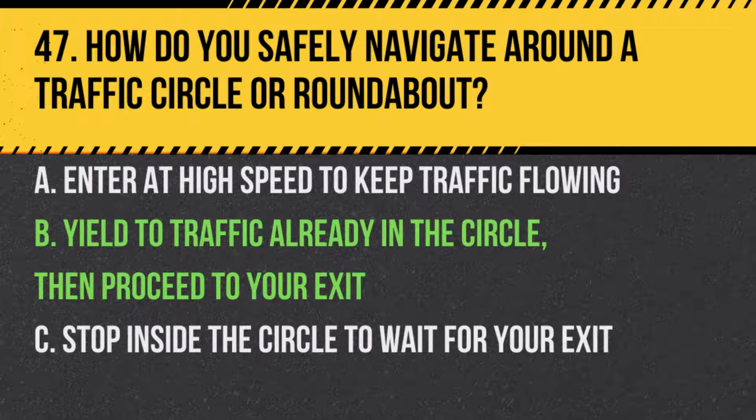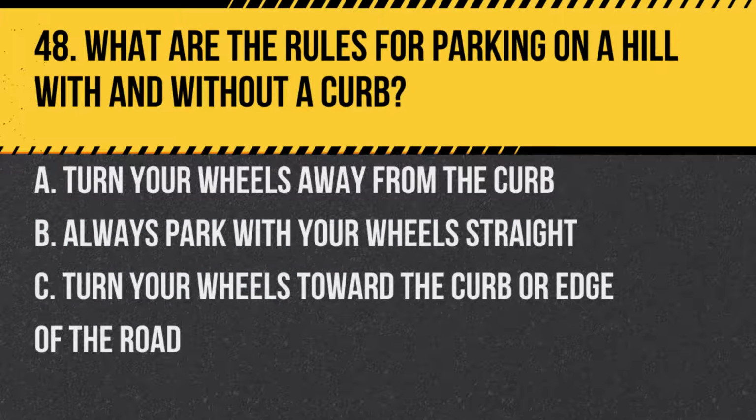When entering a roundabout, yield to traffic already circulating, and then proceed into the circle, exiting where appropriate. Question 48. What are the rules for parking on a hill with and without a curb? A. Turn your wheels away from the curb. B. Always park with your wheels straight. C. Turn your wheels toward the curb or edge of the road.